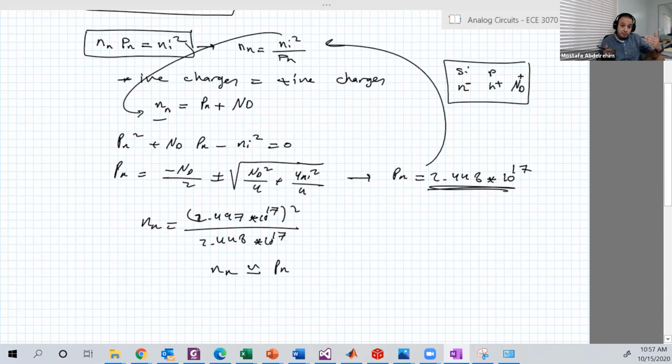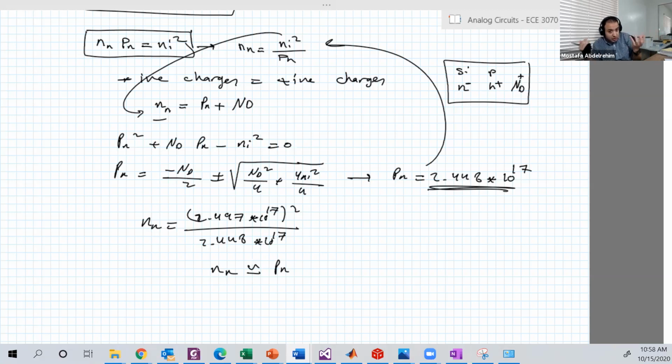That's why this sample is intrinsic, which is question 3. Question 3 is dependent on question 2. So if you calculate Nn, you will find it very close to Pn.